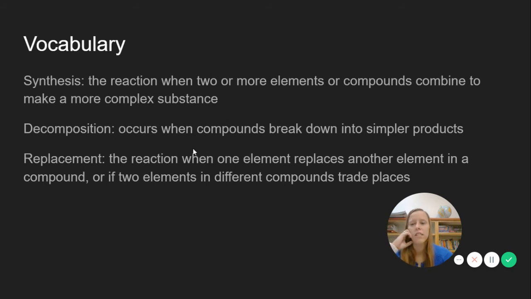We had synthesis, the reaction when 2 or more elements or compounds combine to make a more complex substance. Decomposition occurs when compounds break down into simpler products. Replacement is the reaction when one element replaces another element in a compound, or if two elements in different compounds trade places.